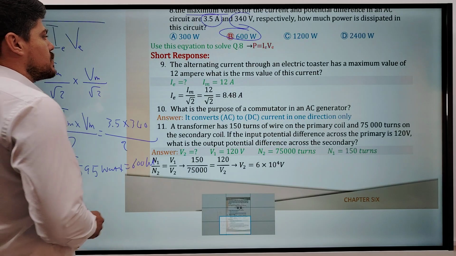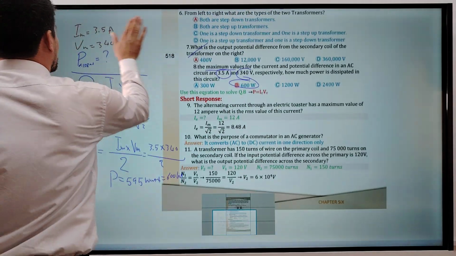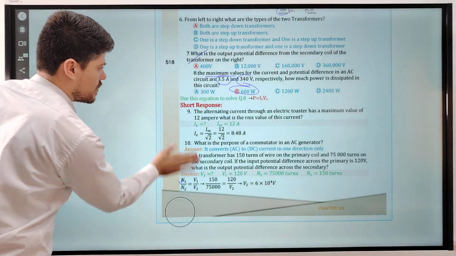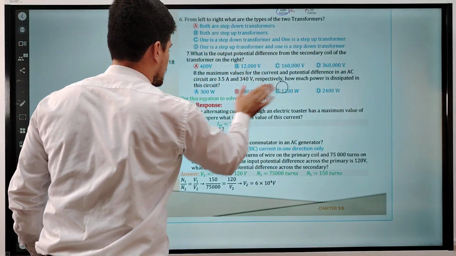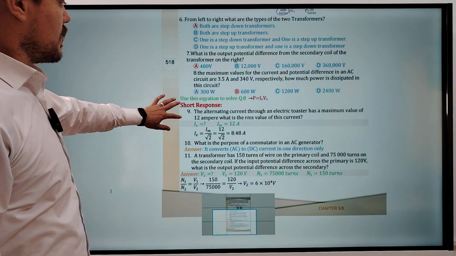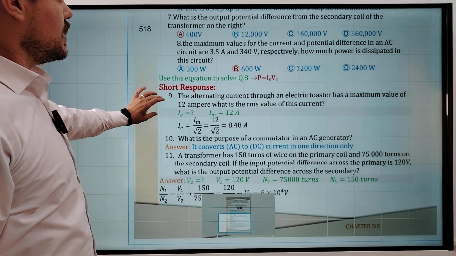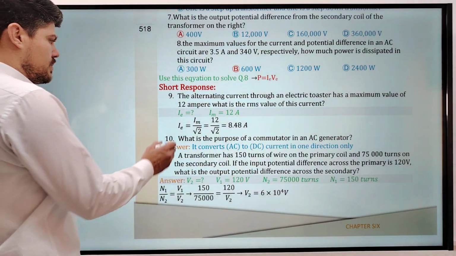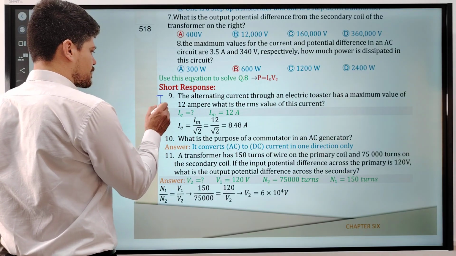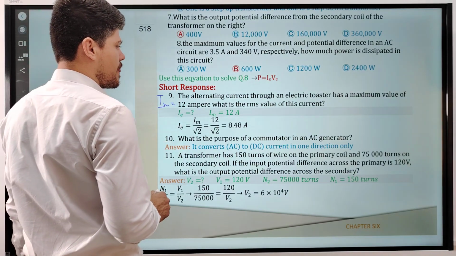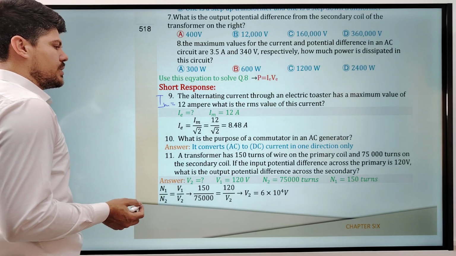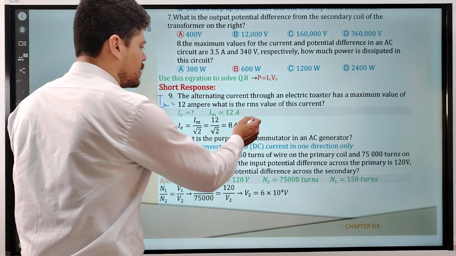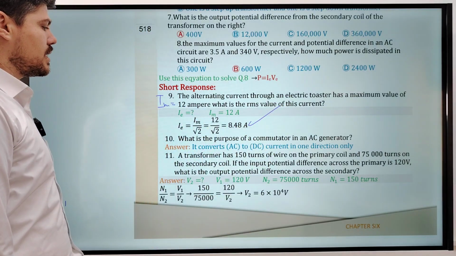In the short response, we have some questions. The alternating current through an electric toaster has a maximum value, this is Im, of 12 ampere. What is the RMS value of this current? It's too easy, just replace. IE is equal to Im over radical 2, which is equal to 8.48 ampere.